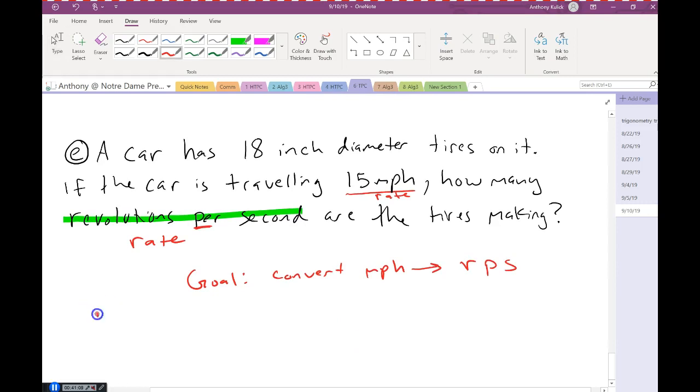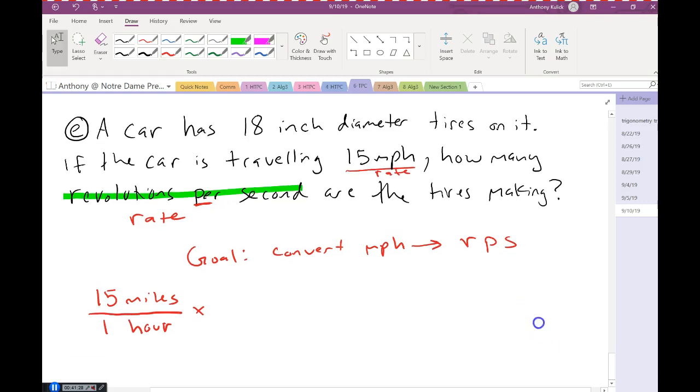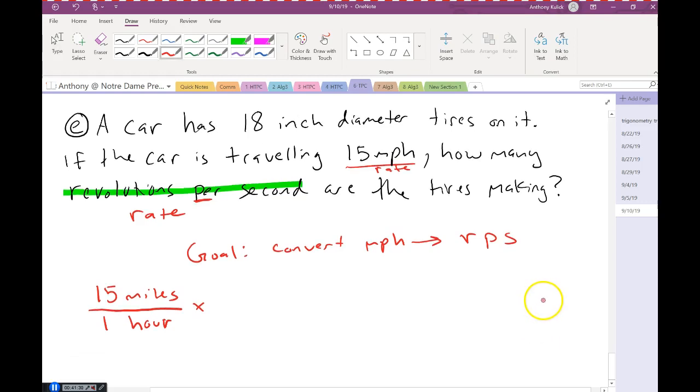So I'm going to start by writing 15 miles, and then per really means divides, 1 hour. And we're going to do a bunch of stuff and spit out the other side. We're going to have some number of revolutions over some number of seconds. Everybody okay with that plan?